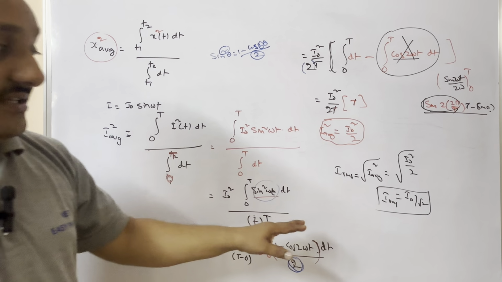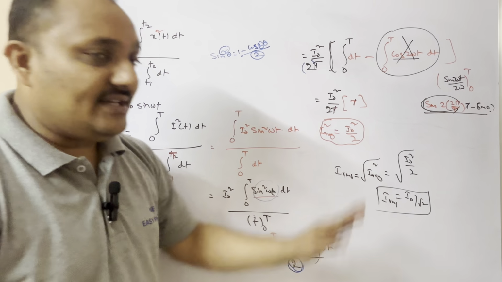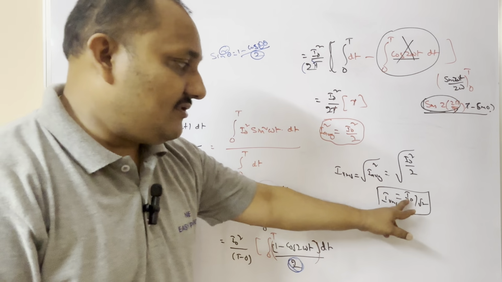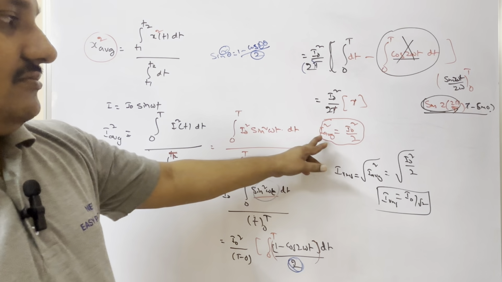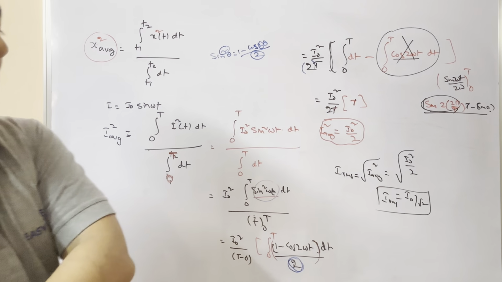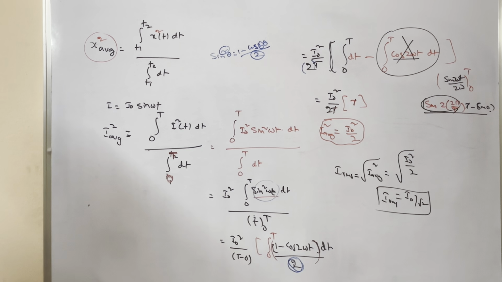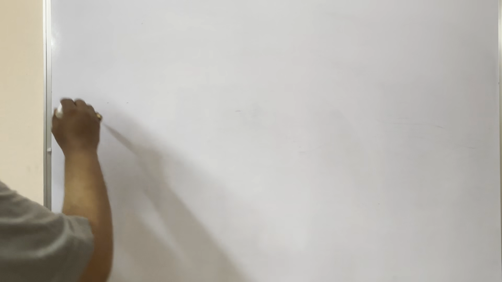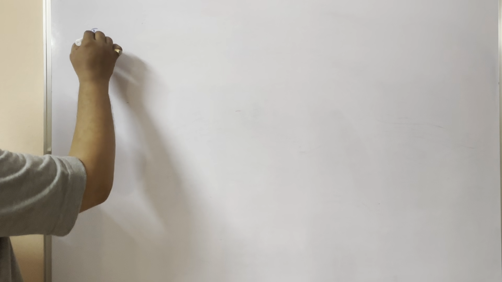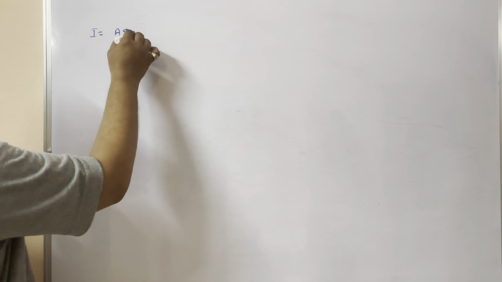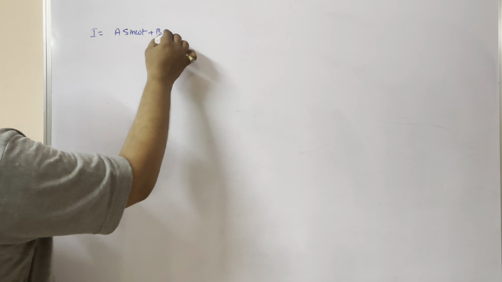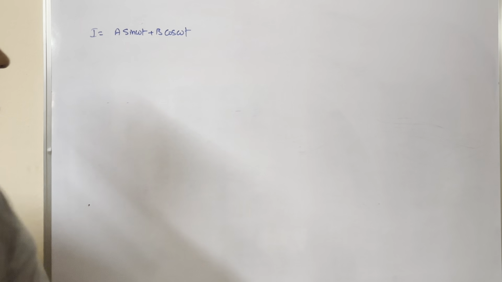How to write that answer? I have given till here. So IRMS is going to be I naught by root 2. So mean square value is I naught square by 2. So how they are going to ask in exam, we will see now. Now see here one problem. So I is equal to A sin omega t plus B cos omega t.